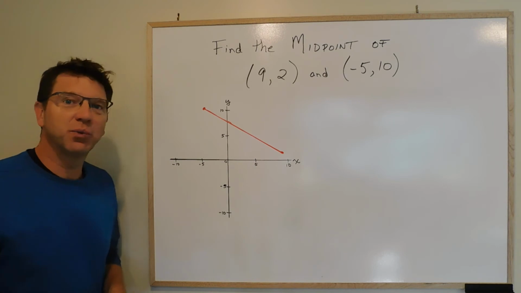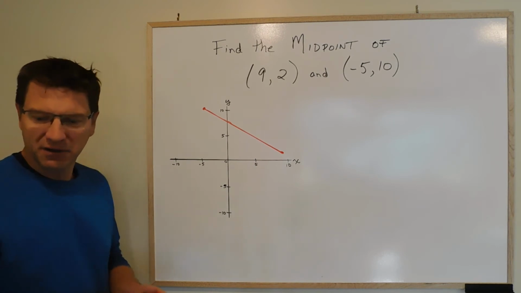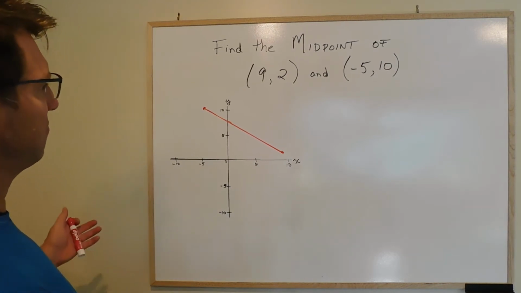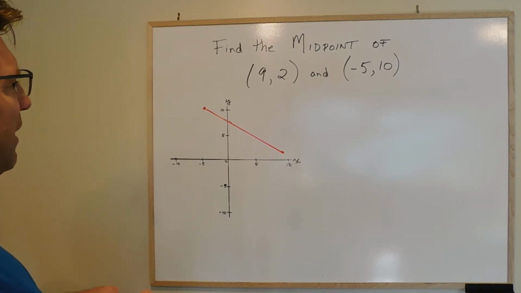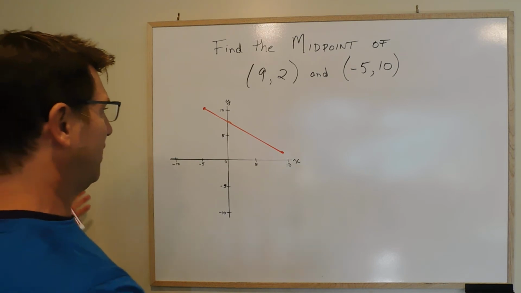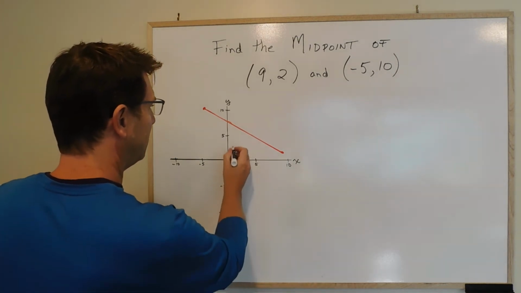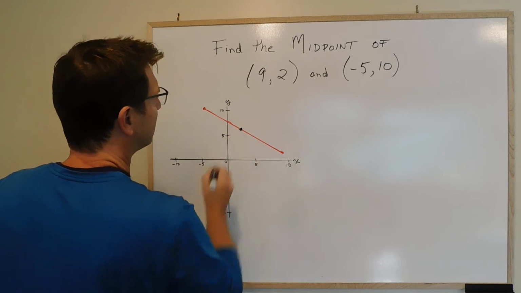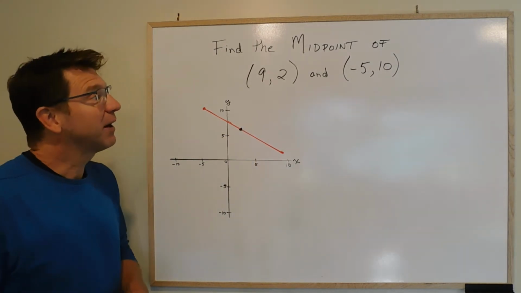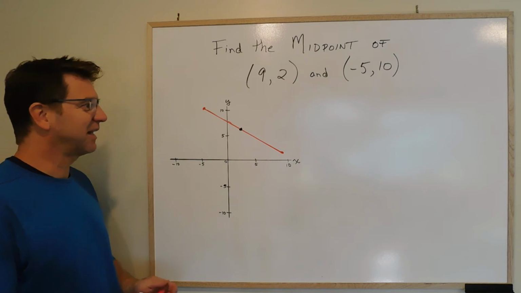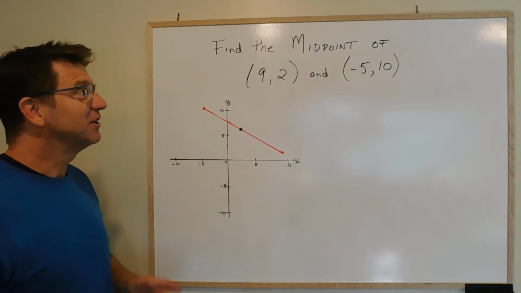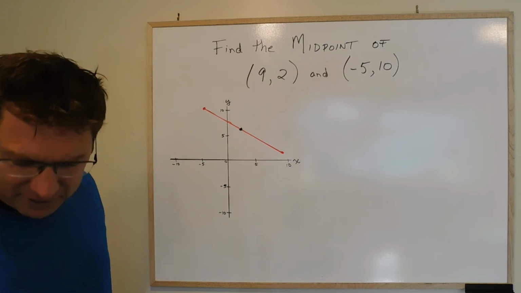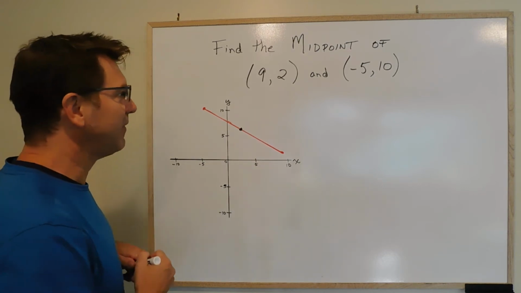So the question is, what's the midpoint? Well, I can look at it and say it kind of looks right about maybe here, somewhere in here, looks like the middle, right? But I can calculate exactly what the middle is instead of just looking at it, using this formula. It's called the midpoint formula, and here's what we're doing.